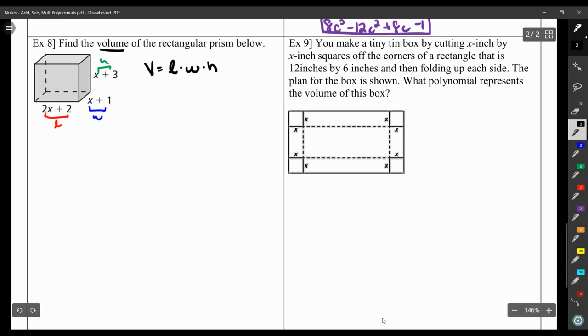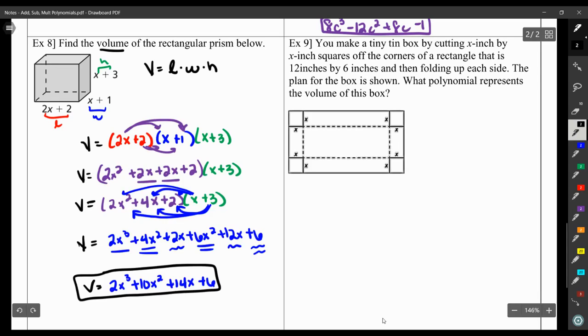To find your volume, you're simply going to multiply the length, 2x plus 2, times the width of x plus 1, times the height of x plus 3. So pause the video and multiply this out and get it into its simplest form. Polynomial that represents the volume of the rectangular prism above.